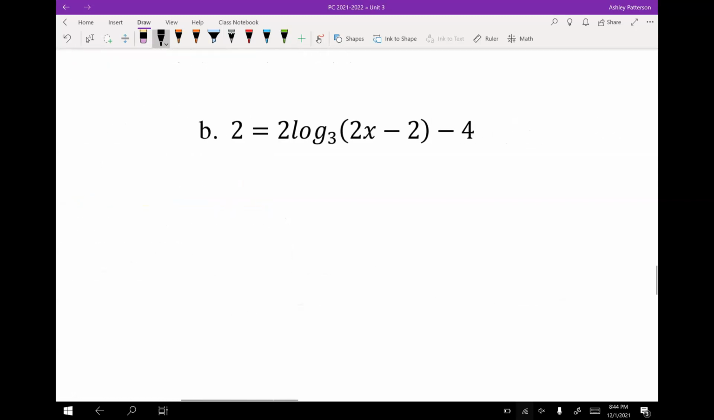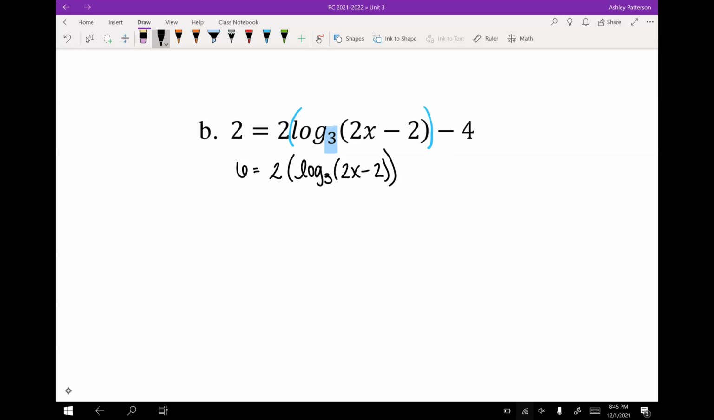Take a look at B. Now, we didn't write down steps as far as how to solve a logarithmic equation because we didn't need to. It's very similar to exponential. We want to isolate the term that has the base in it, the log term. So first thing I want to do is add 4. We get 6 is equal to 2 times the log base 3 of 2x minus 2.